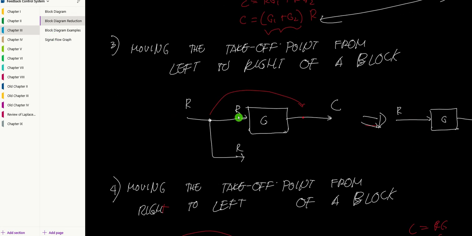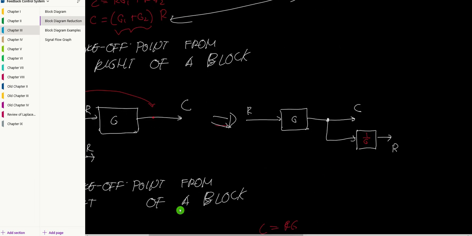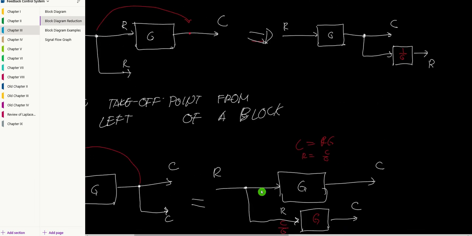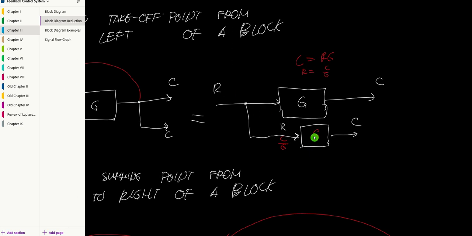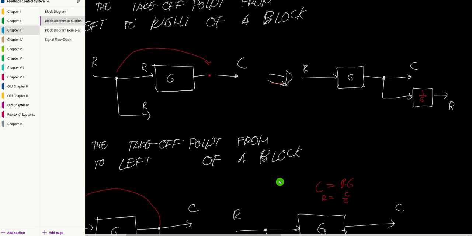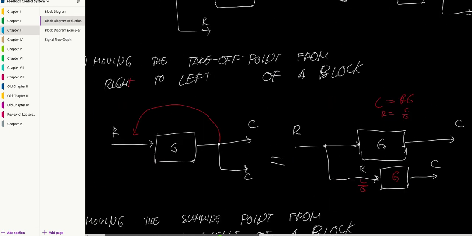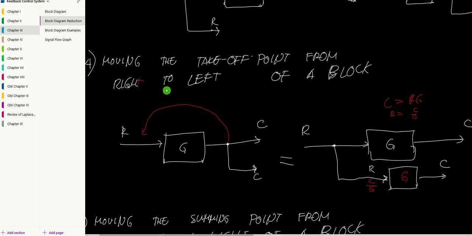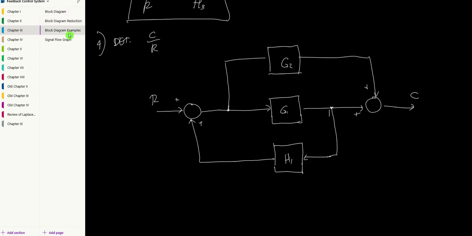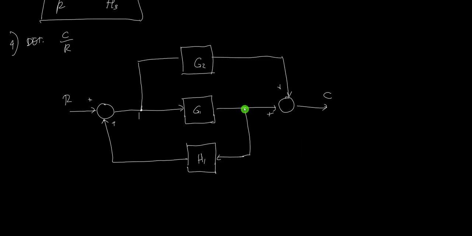It doesn't matter. But if you use left to right, you need to add a block here, which is equal to 1 over G. But if it's right to left, then you just add a block, which is equal to G. So we can choose, instead of 1 over G, we can use this one, G. So if we use that G, we are going from right to left.